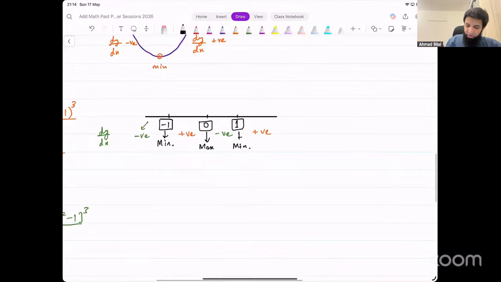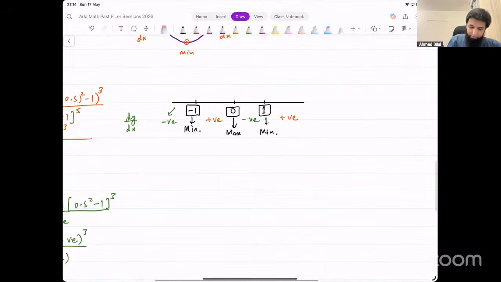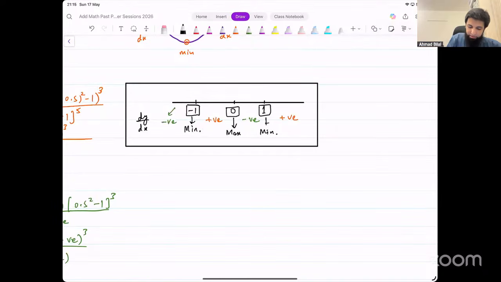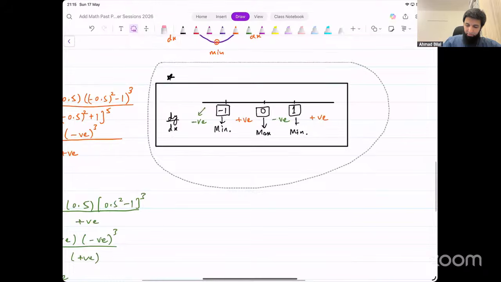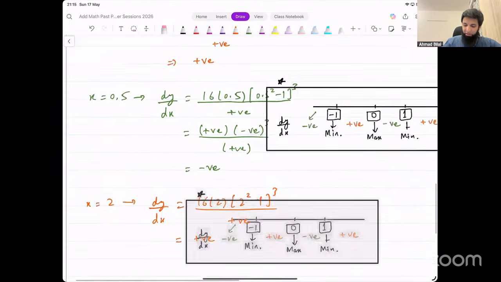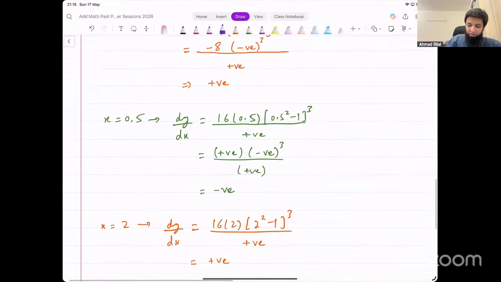Now, this is the key part that you need to show. They are going to mark you for this, what I have shown on the right side here. This is the important part: how the derivative is changing. This is important.